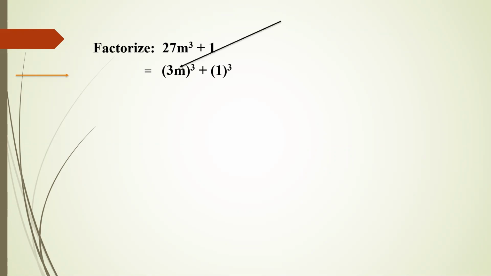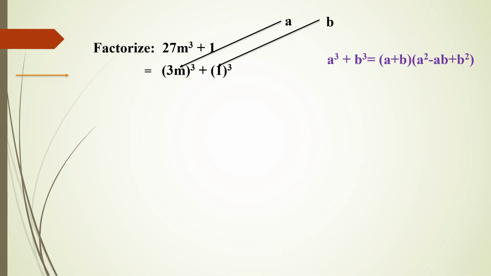Let's look at an example here. Factorize 27m cube plus 1. Here you can see in the expression there is no common factor. So now we can convert this like this: 3m whole cube gives you 27m cube, and 1 cube is 1, right? Now if I consider 3m as a and 1 as b, it looks like a cube plus b cube. And what is a cube plus b cube? It is a plus b times a square minus ab plus b square.